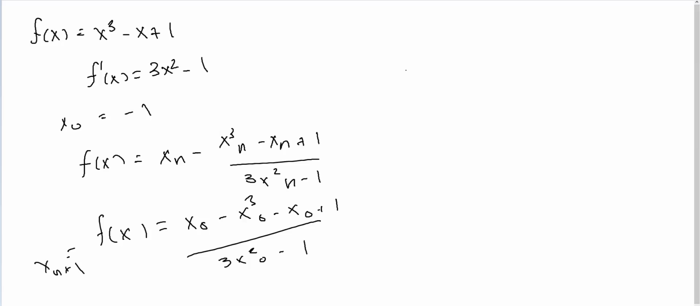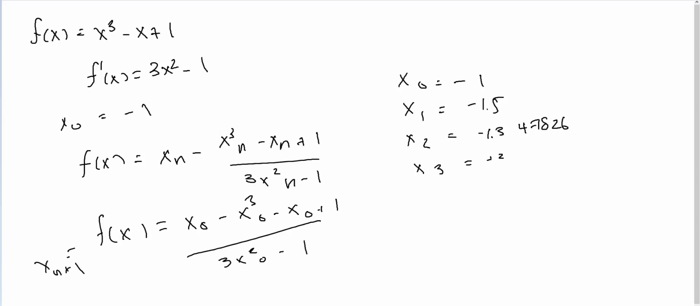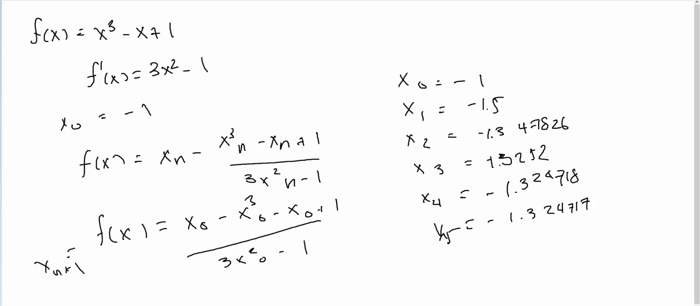Therefore, with x naught equaling negative 1, our x of 1 is going to actually equal negative 1.5. Our x of 2 is going to equal negative 1.347826. Our x of 3 is going to equal negative 1.3252. Our x of 4 is going to equal negative 1.324718. Our x of 5 is going to equal negative 1.324717, which is very close.